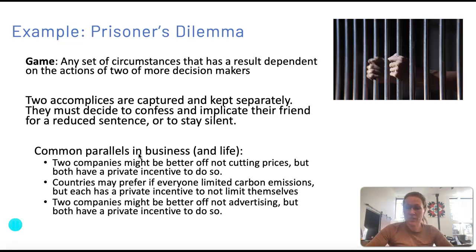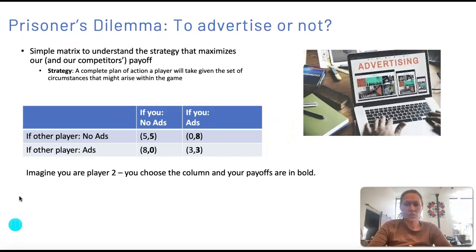So hopefully you never find yourself in that particular situation, but there are common parallels in business and life. Two companies might be better off not cutting prices, but each has a private incentive to do so. Countries may prefer if everyone limited carbon emissions, but each country itself has a private incentive not to limit themselves. Two companies might be better off not advertising, but both have a private incentive to do so. Let's run with that last example. So here we're presenting in a simple matrix form the payoffs for a prisoner's dilemma game.